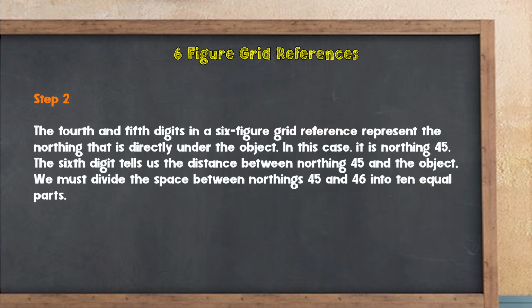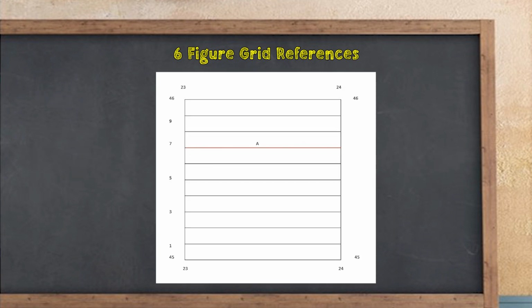Step 2. Now the fourth and fifth digits in a six-figure grid reference represent the northing, which is directly under the object. In this case, it is northing 45. The sixth digit tells us the distance between the northing 45 and the object. We must divide the space between northings 45 and 46 into 10 equal parts. Now once again, the lines are parallel to northing 45 and are an equal distance apart. Let us call these lines mini northings.